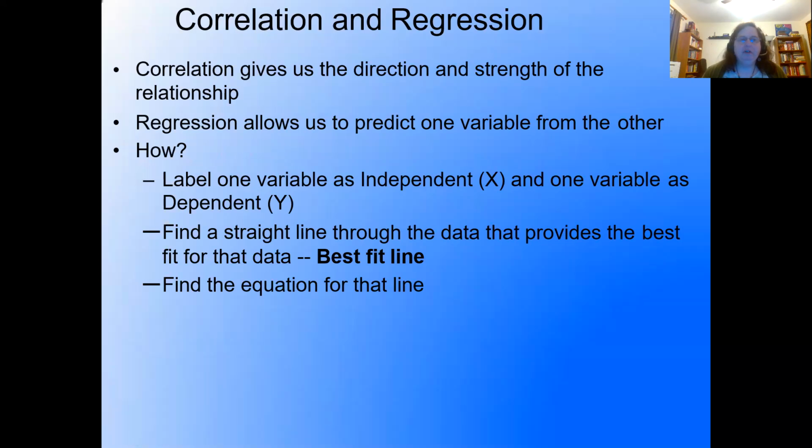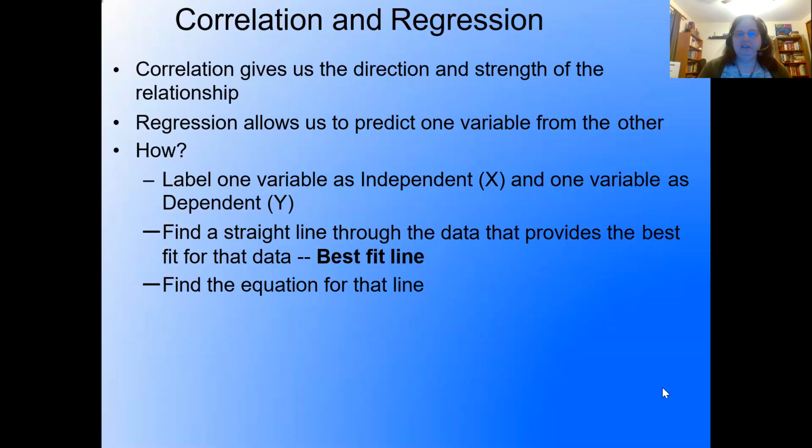So how does that work? First off, we label one variable as independent x and one variable as dependent y. Then we find a straight line through the data that provides the best fit for that data. That's called the best fit line or the regression line. Now remember, we're going to let SPSS do that process. And then we are given the equation for that line. That's what we can use to predict.